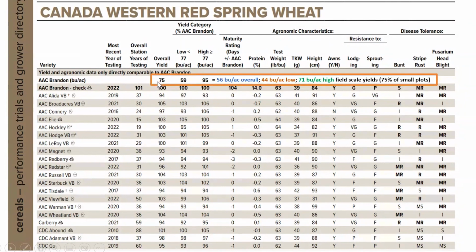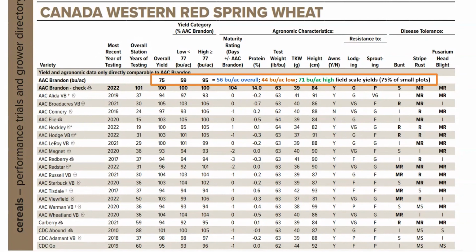In the low yield environments, it yielded 59 bushels per acre, and in the high yield environments, 95 bushels per acre. Now, I want to clarify that these are yields in the small plot conditions. Field scale yields are lower because in a small plot, all the weeds are hand weeded out. It's on a perfect piece of soil. There are no low spots. There are no areas you have to go around.